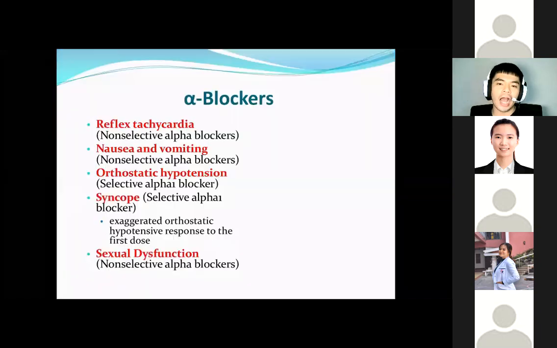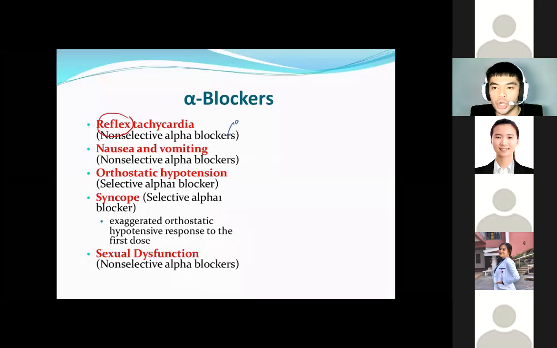Unahin natin ang alpha blockers. Alpha blockers can cause the following adverse effects. Number 1 is reflex tachycardia, which is common with the use of non-selective alpha blockers. Now, pag sinabi natin reflex tachycardia, this is a compensation of the body because of the trigger, because of the problem. Remember, we are talking here about non-selective alpha blockers.